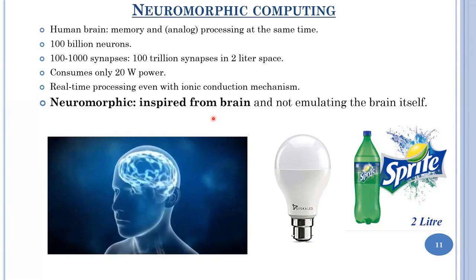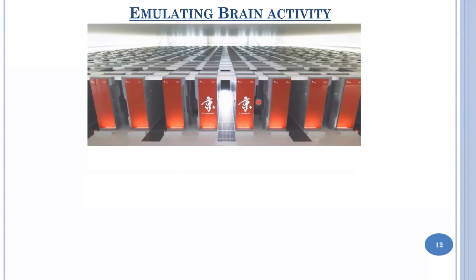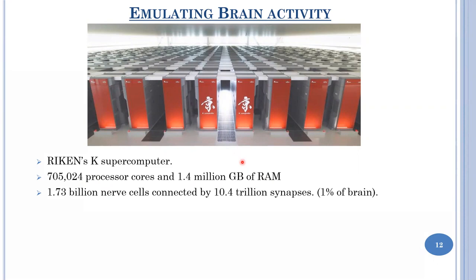However, there have been several attempts to even emulate the brain. One of the major attempts was done in Japan. This figure shows you Riken's K computer, which is the fourth largest supercomputer in the world as of now. Let me brag about its computation capabilities: 0.7 million processing cores and 1.4 million GB of RAM. This was used for simulating 1% of the brain, that is only 10 trillion synapses.